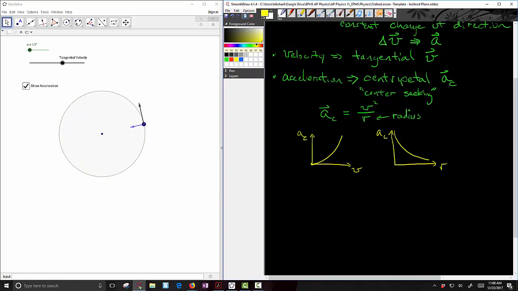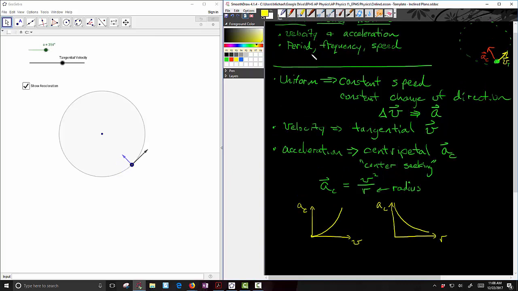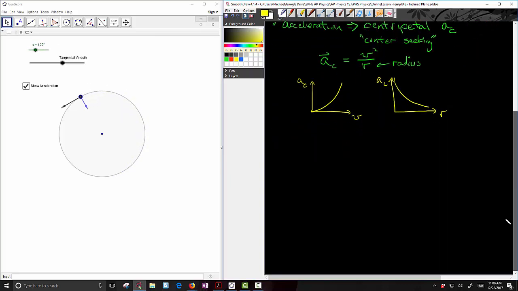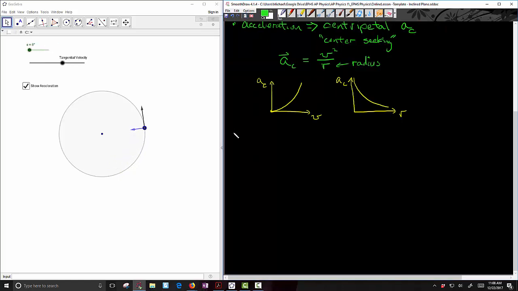So what kind of situations does this come up in? All kinds of stuff. Going around a corner in a car, amusement park rides, twirling something on a string, all kinds of things. But what we're going to do now is get into these other terms: period, frequency, and speed. So let me change back to green. Okay, so let's start with period.